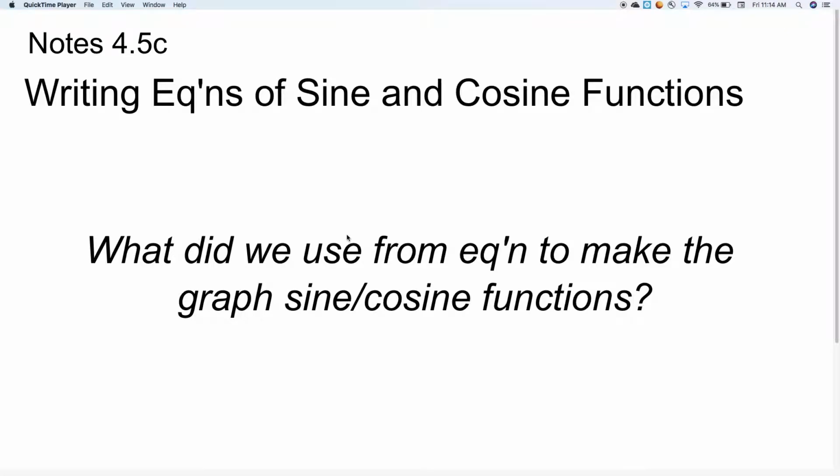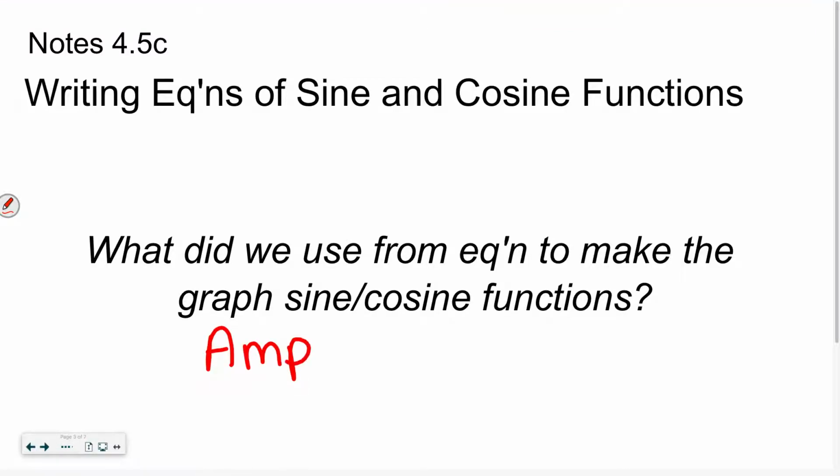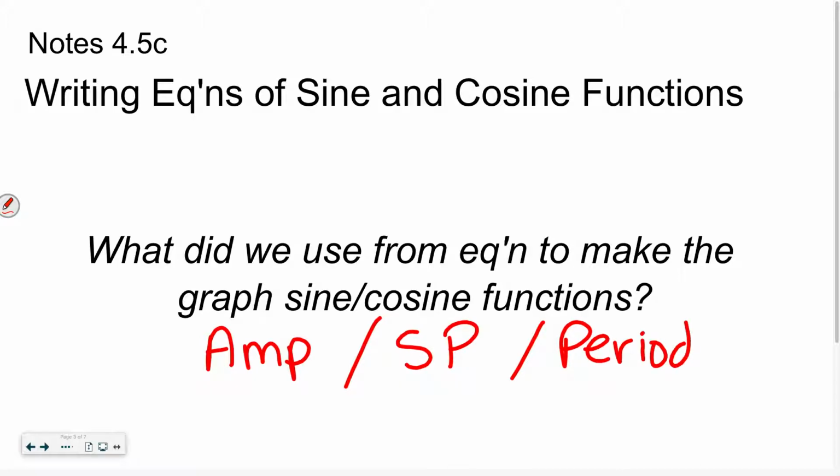What can we use from the equation to draw graphs? Amplitude, awesome. I heard starting point, and I heard period. Okay. So we have been practicing that amplitude, starting point, and period for a while, and those are the things we really use to construct the frame.